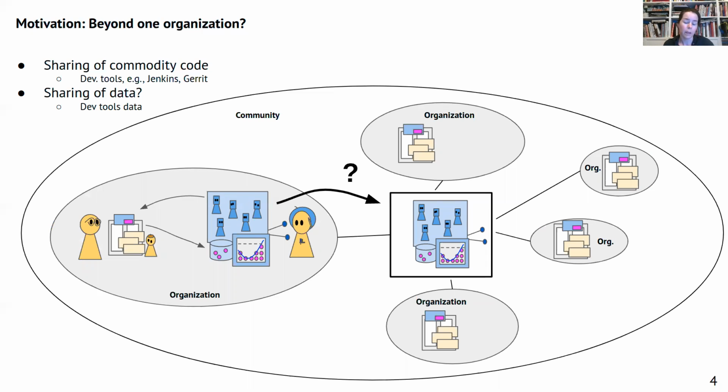So the question is then, if there's an openness to sharing code for developer tools, how about data? Can we also see a path to sharing data as a way to improve these tools, which are otherwise commodity? So illustrated by this picture here, trying to move this system out into the middle here in between organizations to create a community around useful static code analysis. So this is the motivation behind our study.